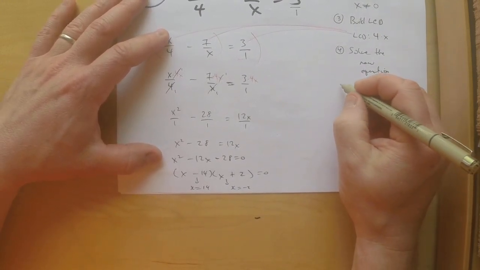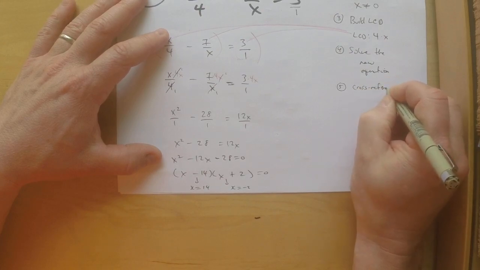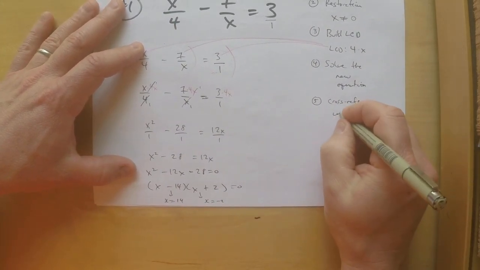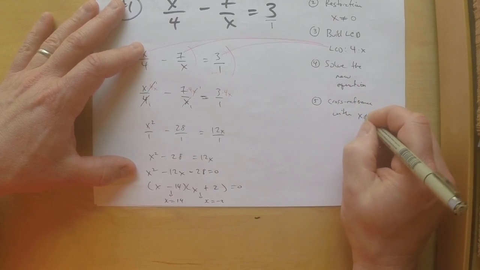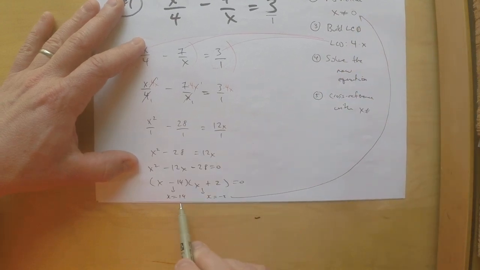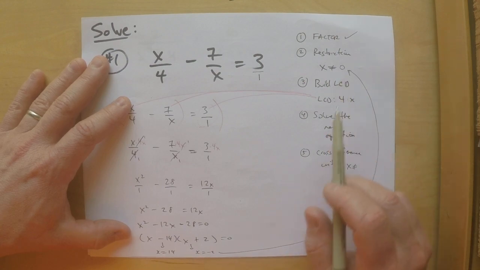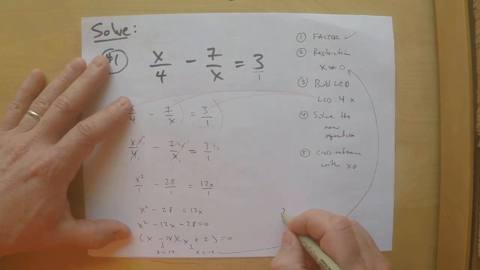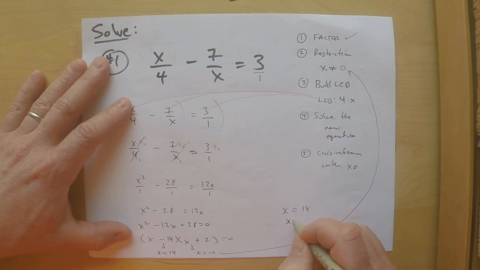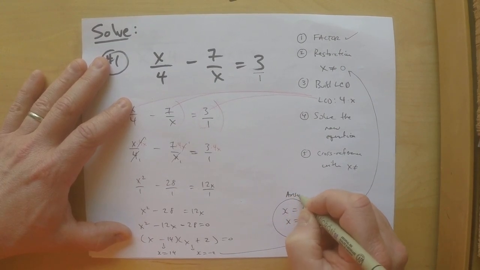The only last thing that I do is a quick cross-reference with the restrictions. So let me go back and look at back here. Does that conflict with this statement? And it doesn't. I don't have a 0 answer, so there's my 2 answers. x equals 14 and x equals negative 2. There's my answers.